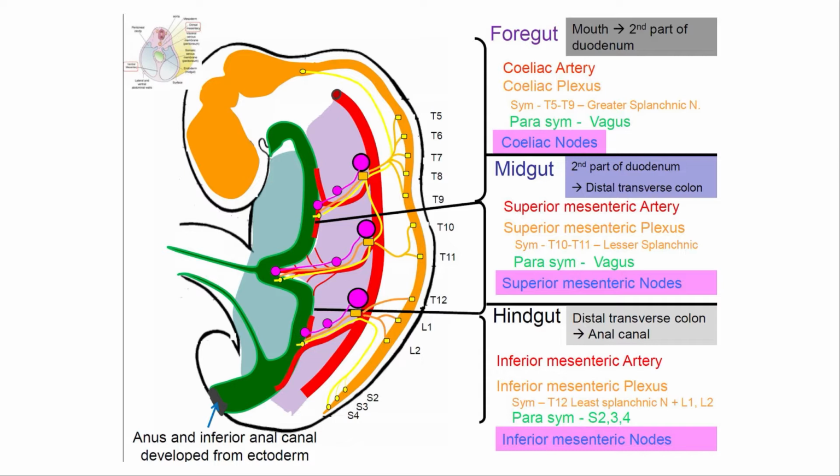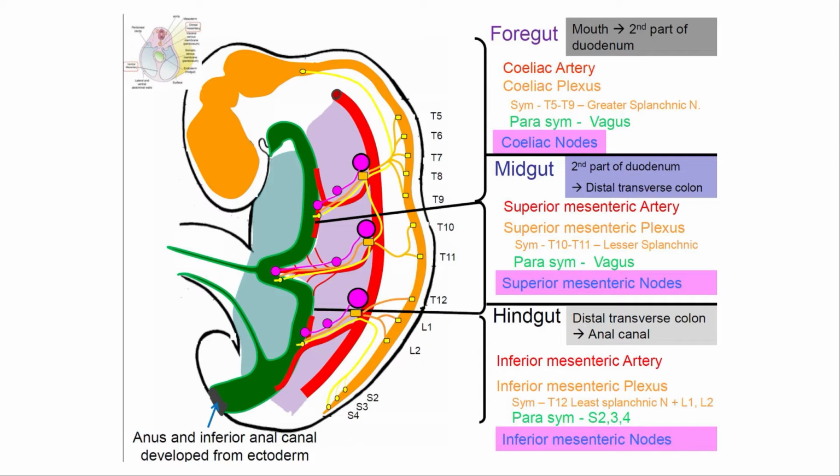that there are a foregut, a midgut, and a hindgut. And the foregut is everything from the mouth to D2. The midgut is D2 until sort of 2/3 of the transverse colon. And then the hindgut is everything distal to that.